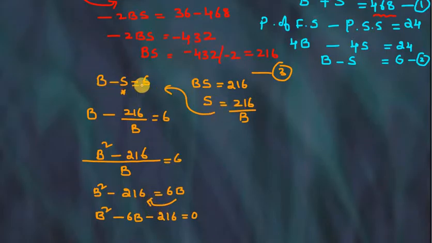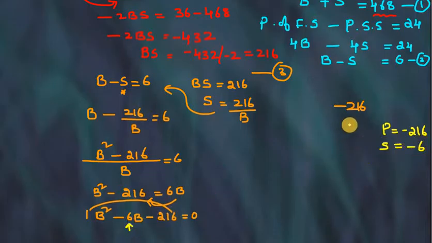So the difference is 6 and the product is 216. We can guess the values here itself, but we need to get a quadratic equation. But here is the quadratic equation, so we need to solve it by this process. As you know how to solve a quadratic equation, the product is minus 216. So what are the conditions? The product should be minus 216 and the sum should be minus 6.